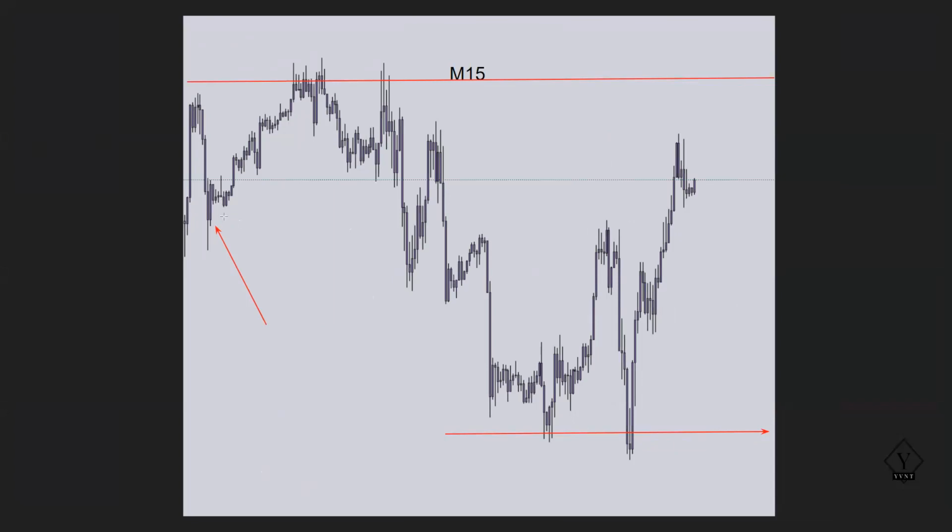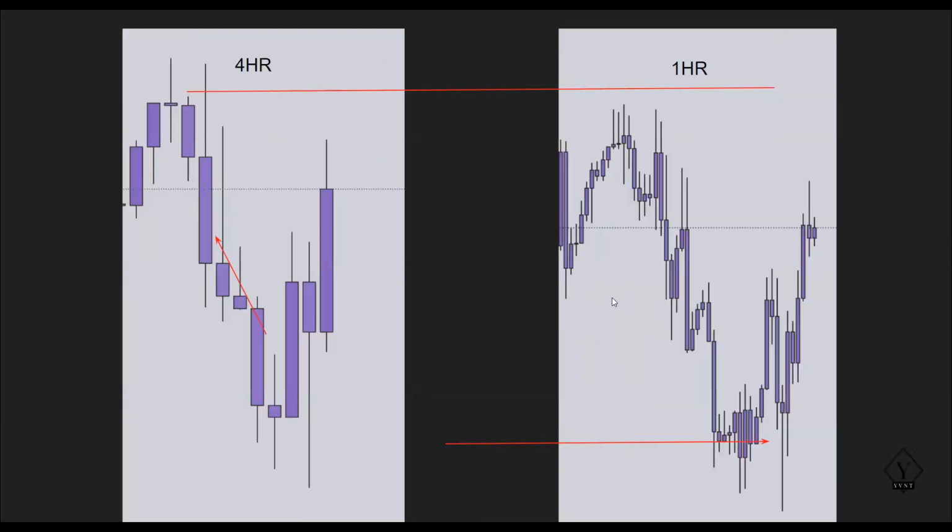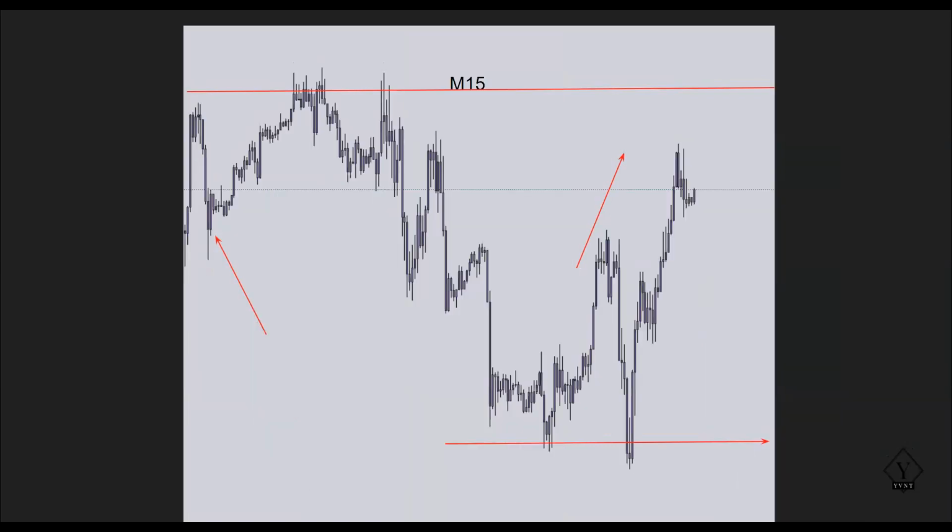So can you see now what we were seeing on 1 hour? On 1 hour, what we're seeing is that price is pushing up. We can see price pushing up on 1 hour, right? You can see it's pushing back up. But then on 15, we can see that price is doing what?